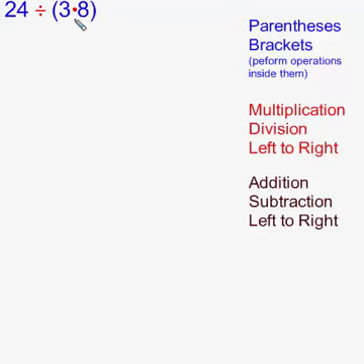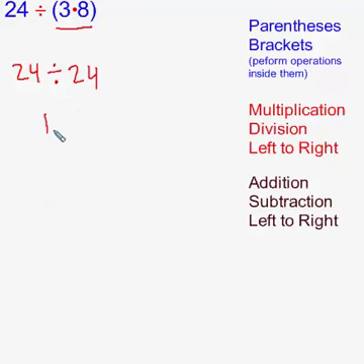So notice the 3 times 8 are in the parentheses, so this will be performed first. I'm just going to copy the 24 and the division symbol. And because 3 times 8 is 24, you write that down, and now the only thing left is to take 24 and divide by 24, which gives me an answer of 1.